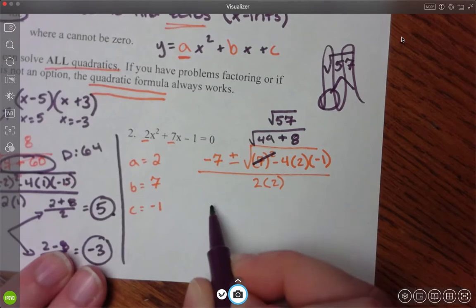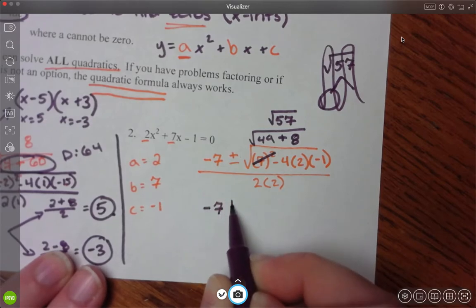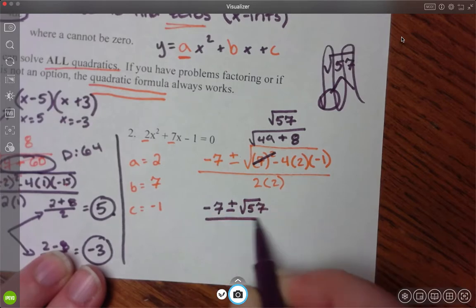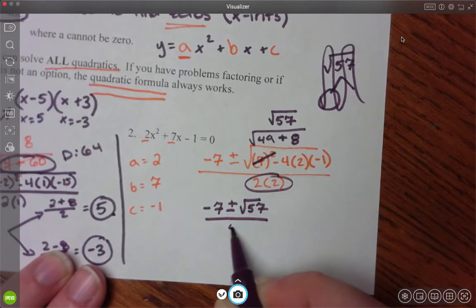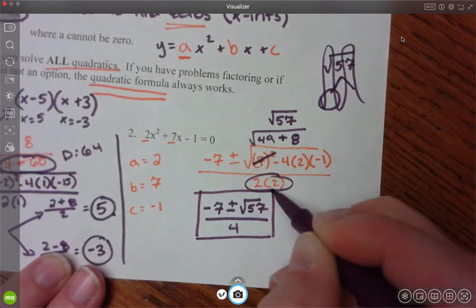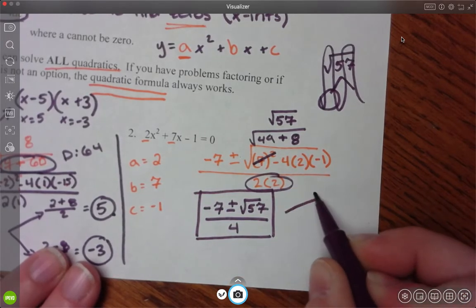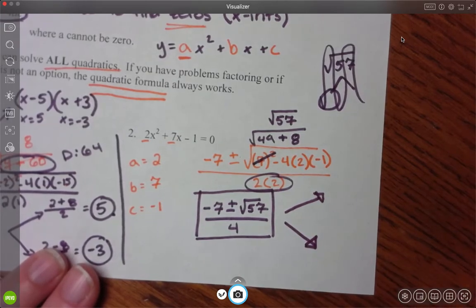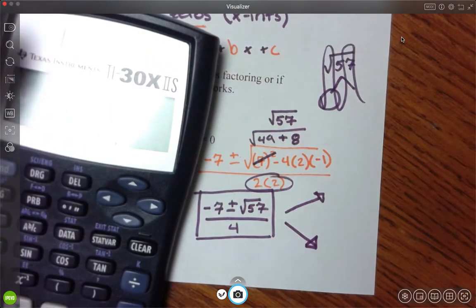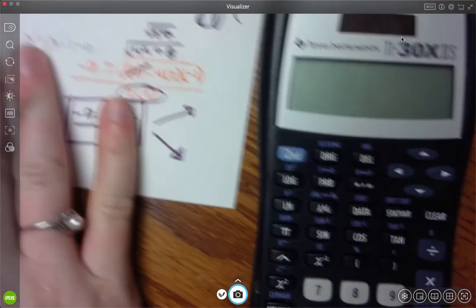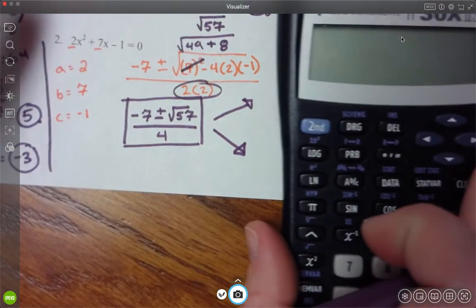Right? So let's just do negative 7 plus and minus the square root of 57 all over the bottom number, which will be 4. Okay? So sometimes they'll have you leave your answer like this, but what I can do is separate those into two solutions, and I can put those as decimals if I want to do it that way also. I'll show you how to enter this into my calculator here. We'll practice typing these into decimal form.